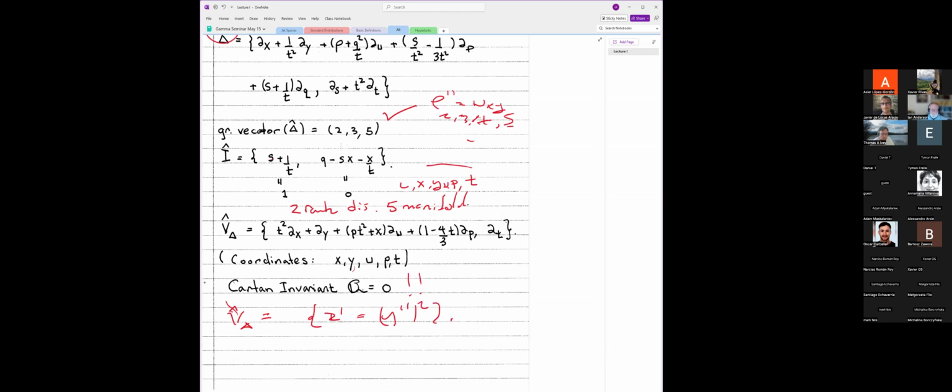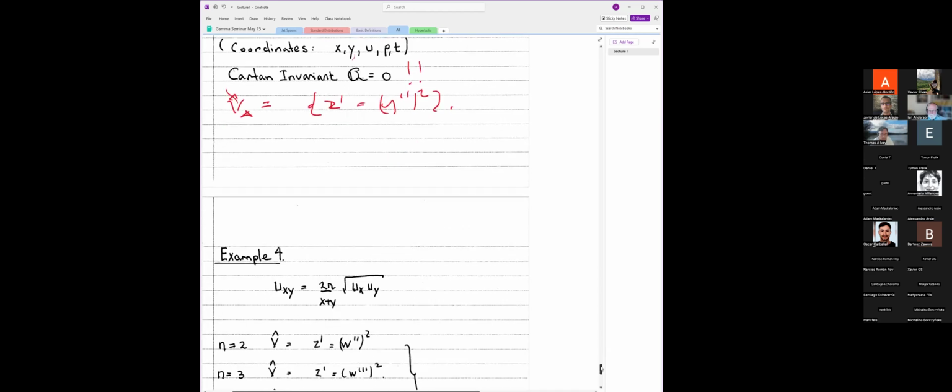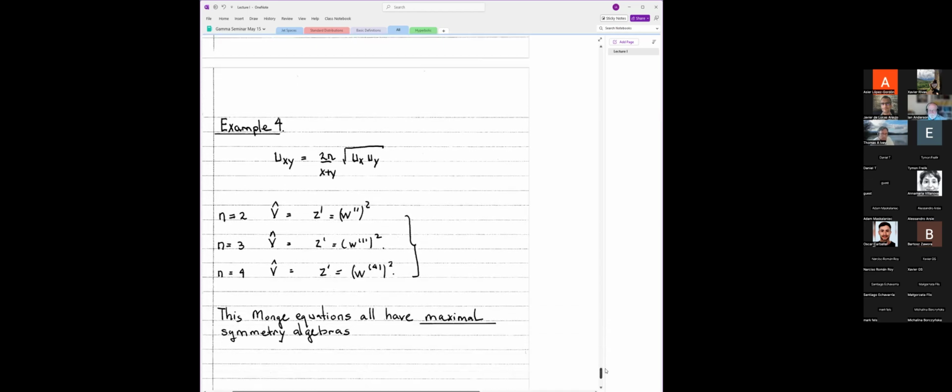I've prepared a Maple worksheet. I think that's the end of it for today. One final example, the Goursat equations. For n equals 2, the Vecchio distribution is Hilbert-Cartan. For n equals 3, it's this higher order Monge equation. For n equals 4, it's the next higher order Monge equation, and so on.